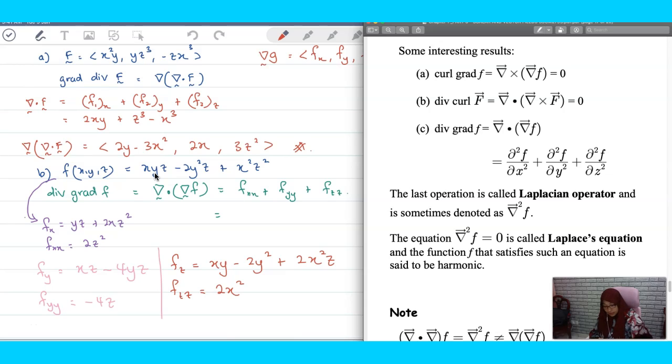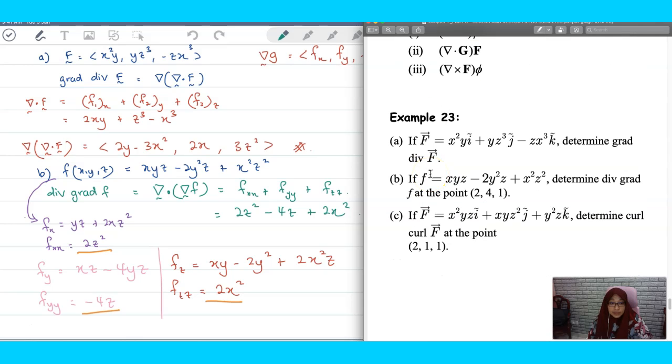So when we put the result here, we have this, we have this, and we have this, and then we can substitute the value. So 2z square minus 4z plus 2x square. Okay, since they ask you to find the div grad f at the specific point, you have to substitute the value of x = 2, y = 4, and z = 1.